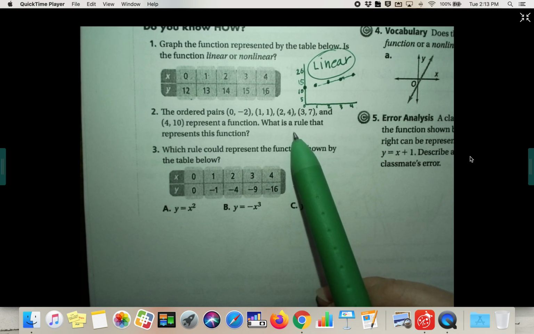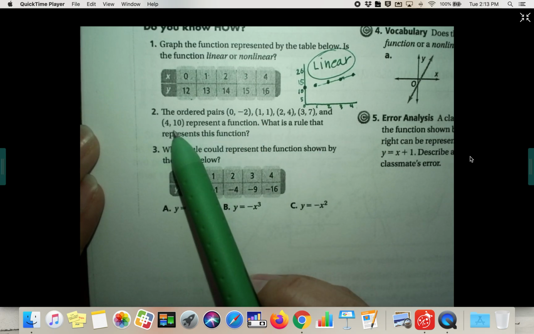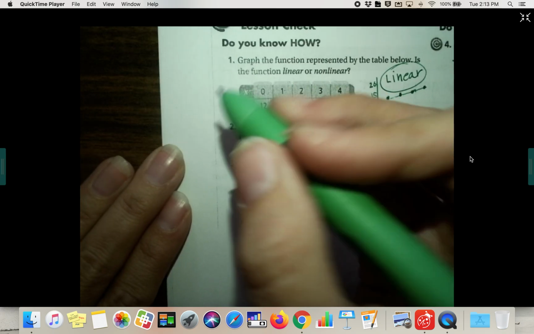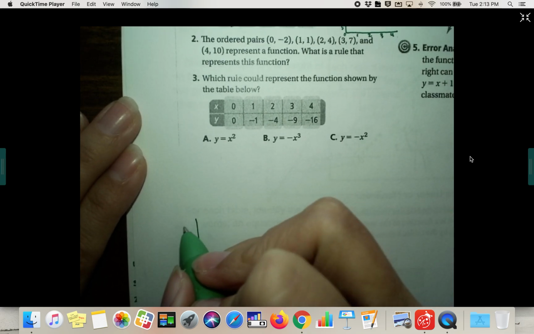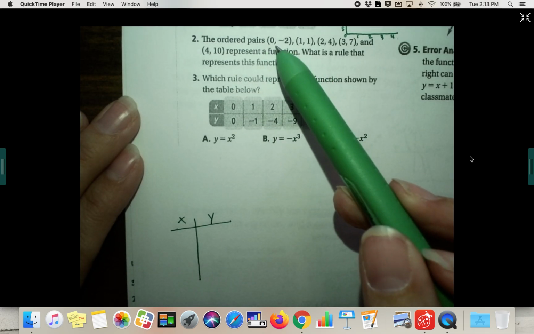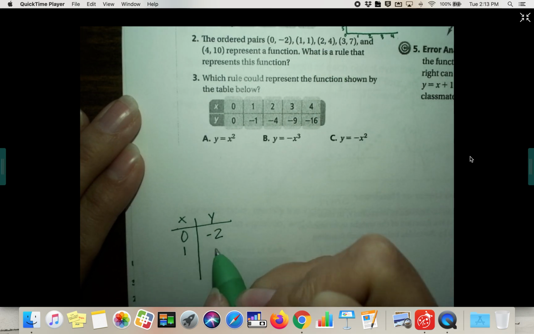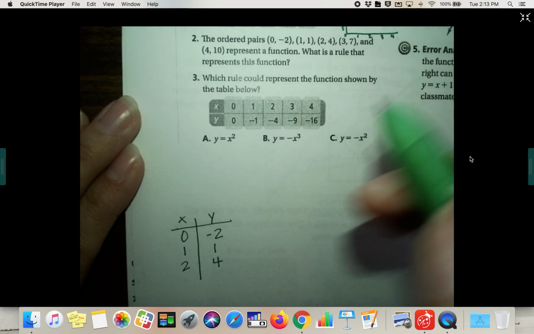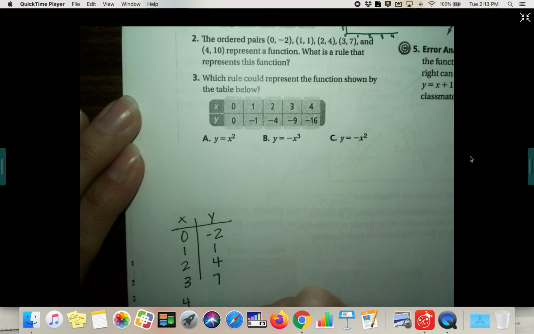So I'm going to show you really quickly a much better way to come up with a rule. I'm going to take these ordered pairs and turn them into a table. Actually, I'll do this down below. So make a quick table of x and y values, and I'm going to write out each of these. So 0, negative 2, 1, 1, 2, 4, 3, 7, and 4, 10.